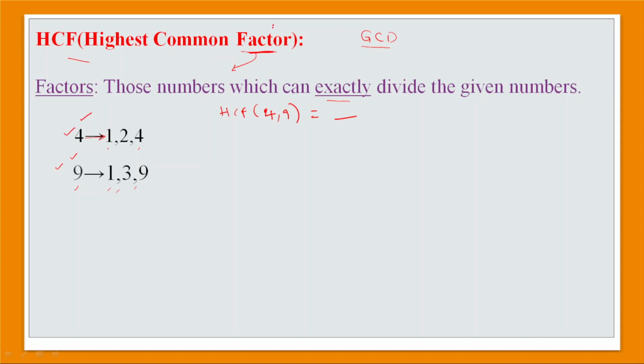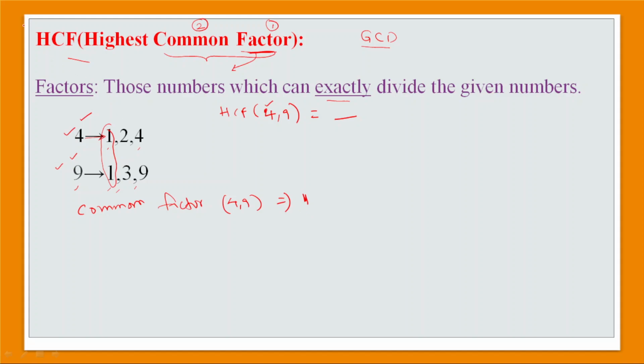This was the first thing I need to write: I need to take the factors of the numbers. So I have written the factors of 4 here, and also the factors of 9 here. After writing the factors, what I need to go for is the common ones. So I need to take common factors. I need to observe the common factors in both 4 comma 9. What are the common factors in both? As I observe, only 1 is common in both the numbers. There are no other common factors of 4 comma 9.